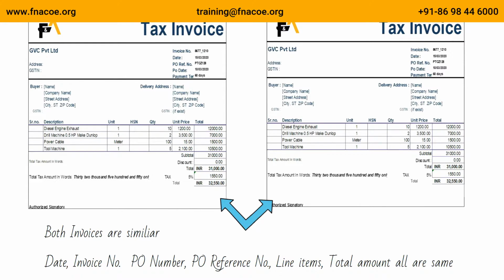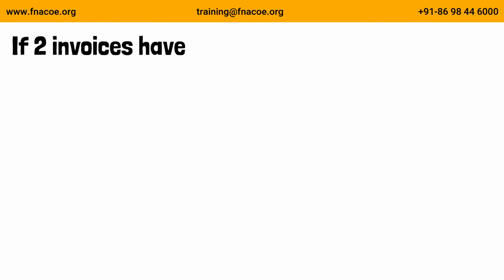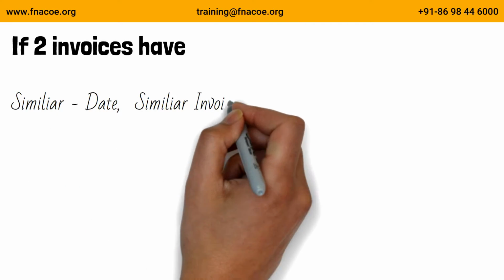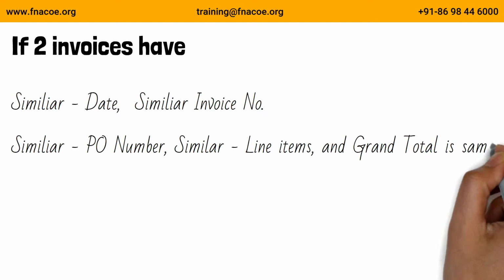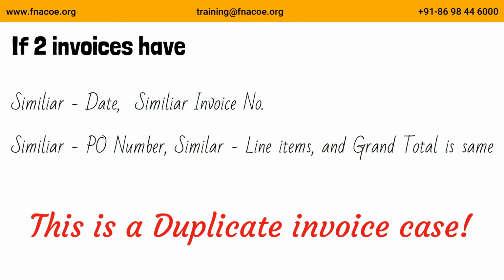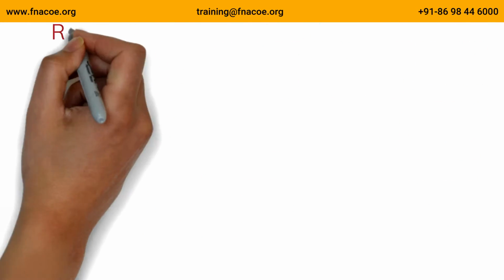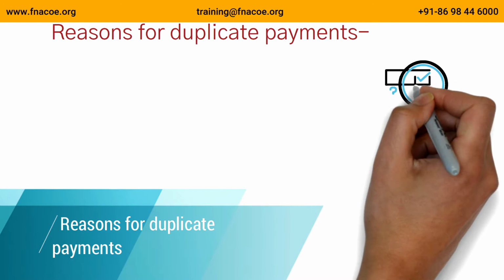Earlier it was relatively easy to differentiate between original and duplicate invoices. Now, due to technology and digitization, it is hard to differentiate which invoice is the duplicate copy of the original. To summarize, if two invoices have a similar date, invoice number, PO reference number, amount and line items, this is a duplicate invoice case. In this topic, we'll cover a few examples of duplicate payment.